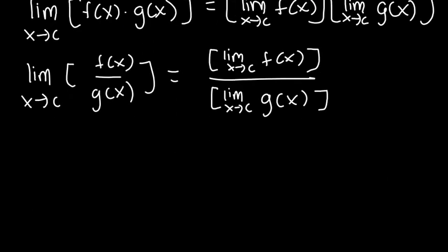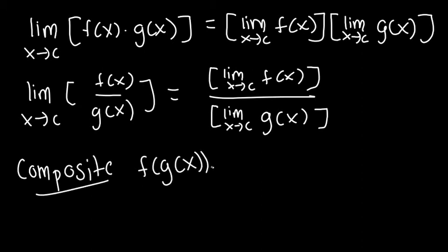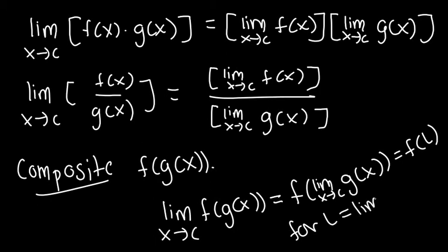And there's also one more rule which is really important, which is called the composite rule for composite functions. So let's just take a look at this. Composite functions are of the form f of g of x. So if you wanted to take the limit as x approaches c of f of g of x, this is just equal to f of the limit as x approaches c of g of x. Or you could just say this is equal to f of L, for L equaling the limit as x approaches c of g of x.